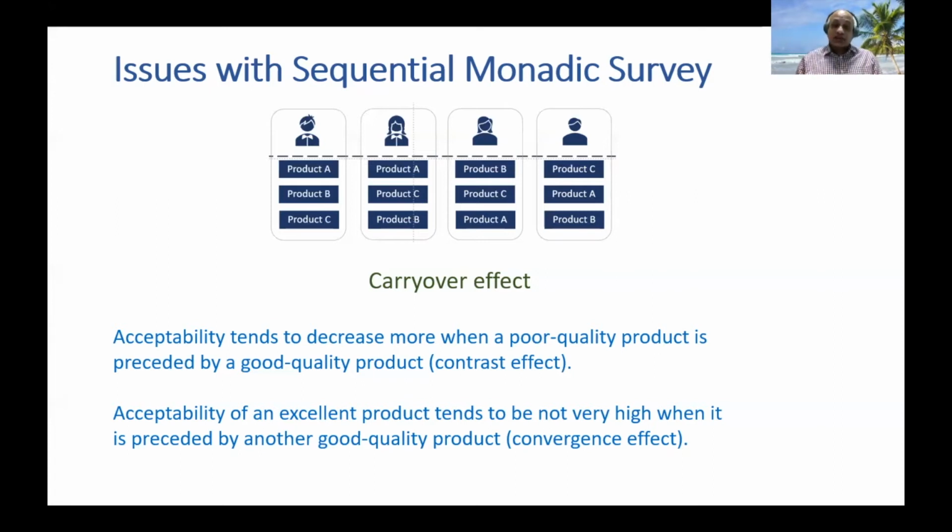Similarly, acceptability of an excellent product tends to be not very high when it is preceded by another excellent product. This is called convergence effect. Both of these effects are known as carryover effect. The usual naive factor analysis method ignores these issues as well. But there are established statistical methodologies to handle carryover effect that are quite popular in clinical studies.